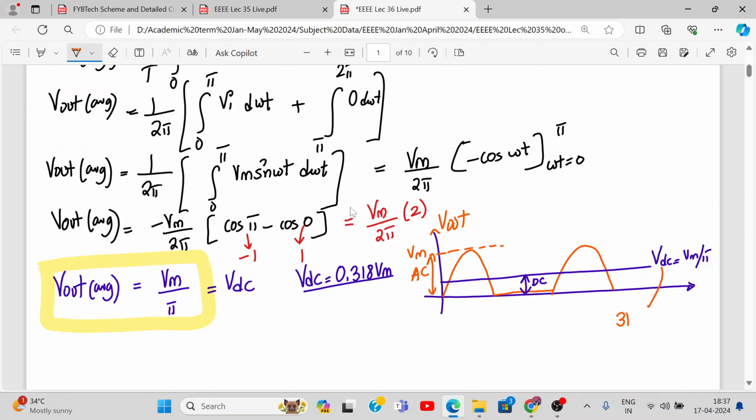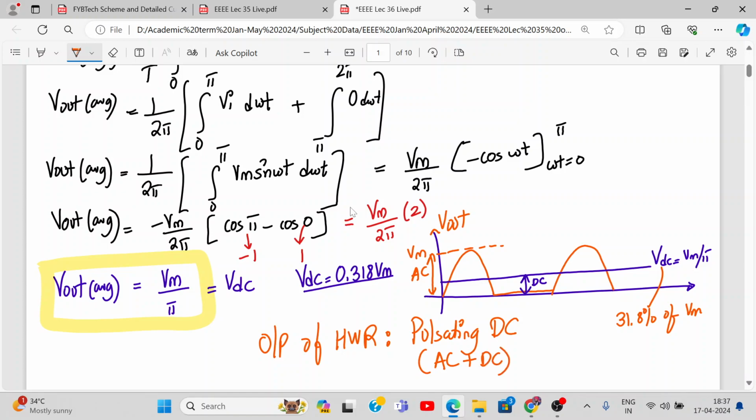And this is around 31.8% of Vm. Agree? So Vm, let's say, is 10, so VDC will be around 3.18. Understood? This output of the half wave rectifier we call pulsating DC, which means it contains AC plus DC. So here is my AC part and here is my DC part.